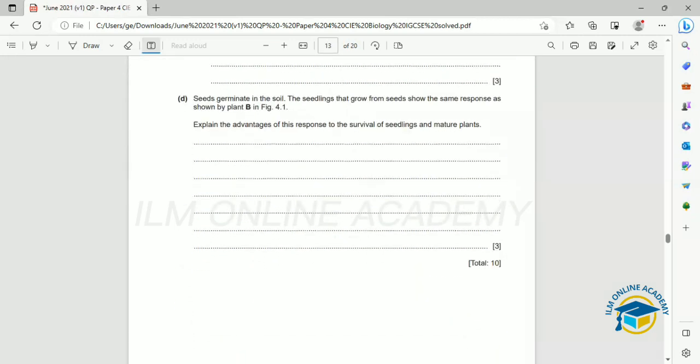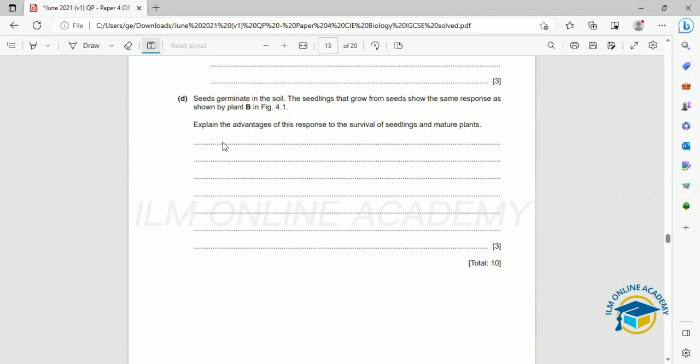Now, seeds germinate in the soil, and the seedlings that grow from seeds show the same response as shown by plant B. Now, explain the advantage of this response to the survival of seedlings and mature plants. Now, gravitropism, what does it do? It actually ensures that plant roots grow into the soil and shoots grow towards the sunlight, and it helps the plant to reach for light, and light is really necessary for photosynthesis.